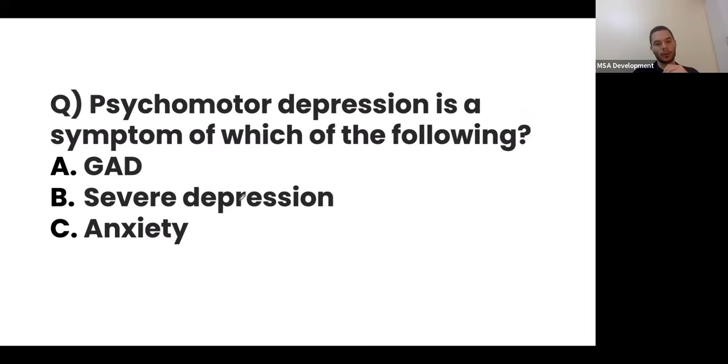Next question. Psychomotor depression is a symptom of which of the following? You said B, severe depression, or its other name is melancholic depression.